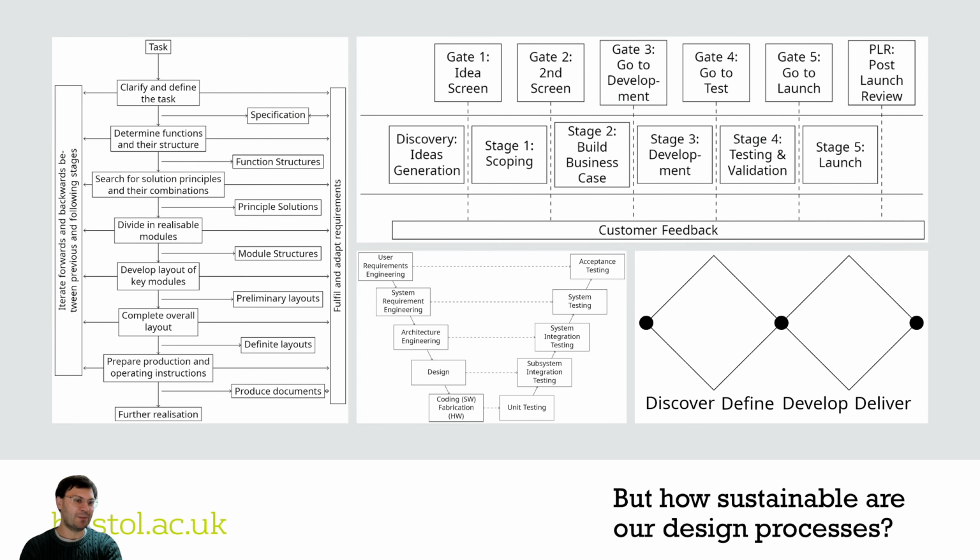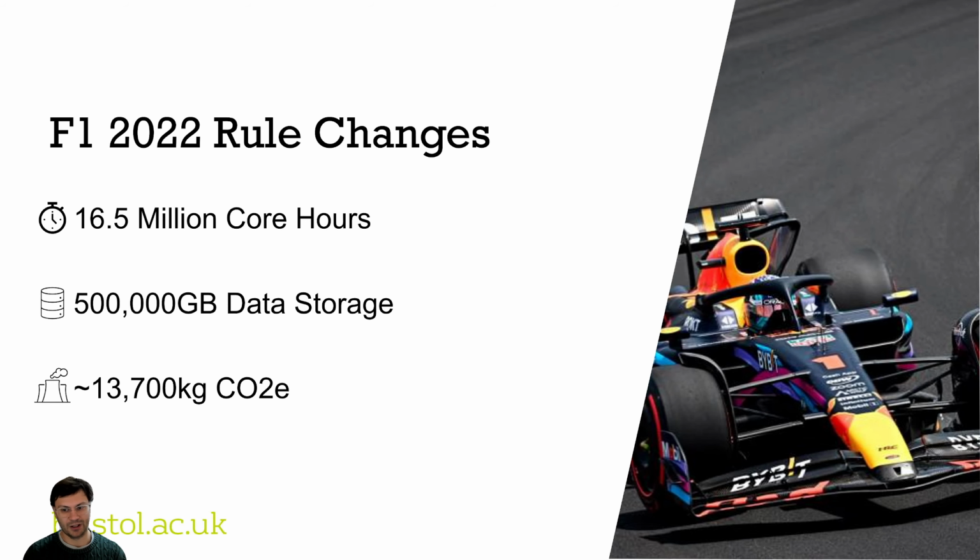But our question posed is, whilst we're designing sustainable products, what if we look upon ourselves as designers, and how sustainable is our design process? Here we've got some examples of the V model, waterfall, the stage gate model, and the double diamond. And that's where we pinned the question: how sustainable are these models? One thing that sparked our curiosity was the F1 2022 rule changes.